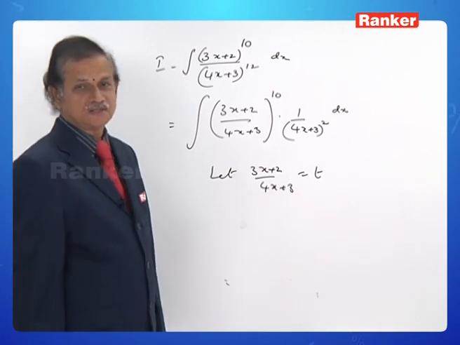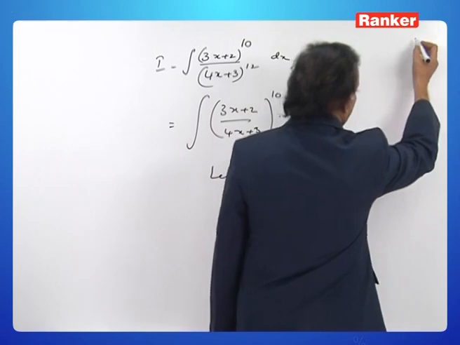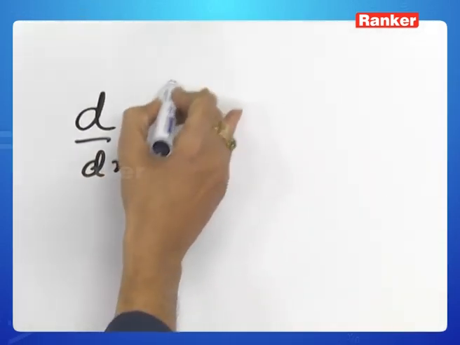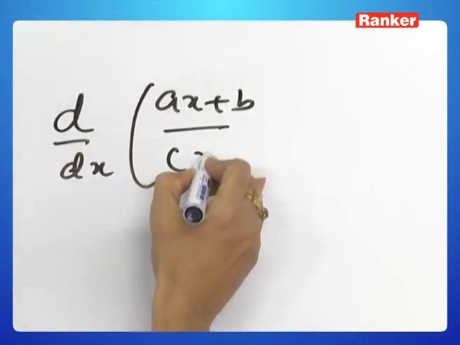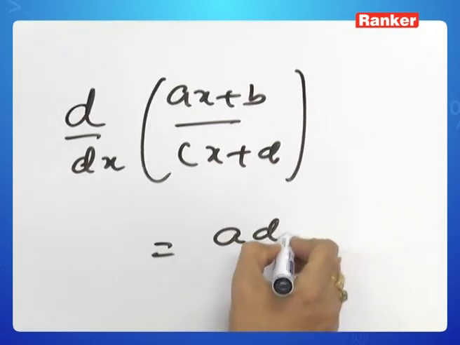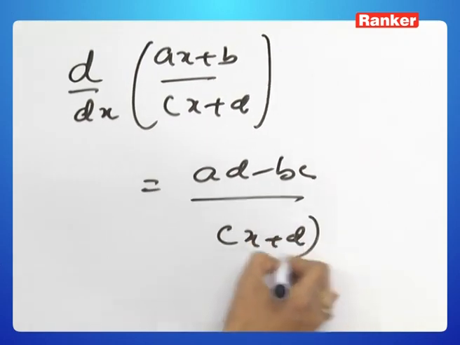Differentiate it on both sides. There has been a beautiful formula in derivatives. Let us recall it. The formula is d by dx of ax plus b by cx plus d is equal to ad minus bc by cx plus d whole square, right?